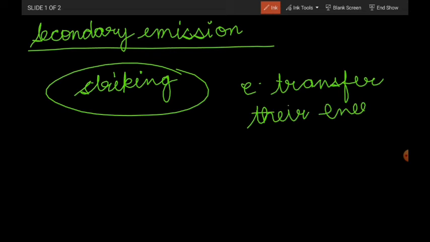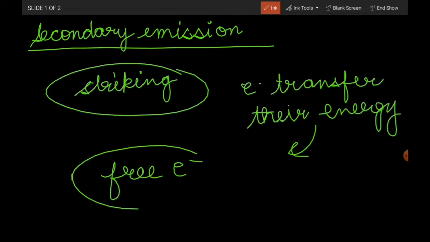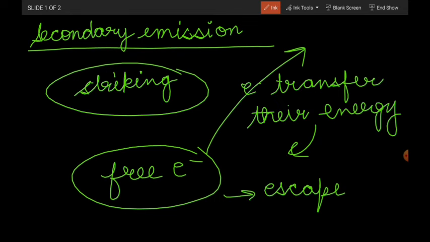to the metal surface, and when they transfer their energy, the free electrons which were present on the metal surface gain this energy and escape out. The free electrons that are escaping out are also known as secondary electrons. This whole process is called secondary emission because the secondary electron is escaping out when the primary electron came from outside the metal surface.